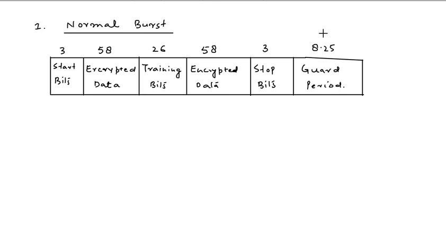You must be confused with this 8.25 bits, that why it is in fraction. I will explain this later. So when we calculate all these bits from different fields, we get 156.25 bits in total that are transmitted per one time slot. Okay, so here in this burst you have initially 3 bits which are called as start bits, and again you have 3 bits over here which are called as the stop bits.